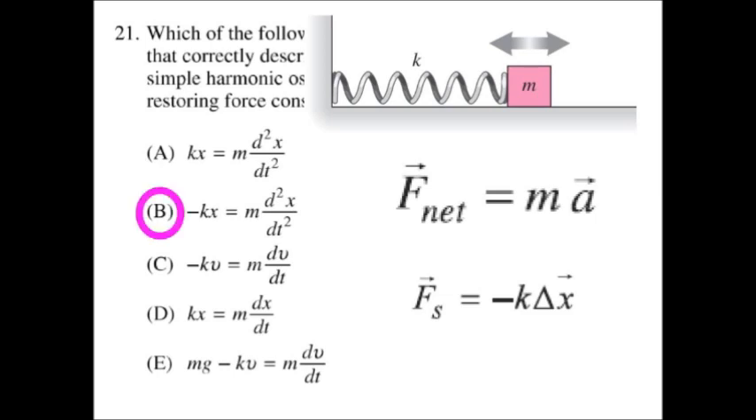This is true because acceleration, of course, is the second derivative of position, d2x dt squared. And we like this as an answer because we know that for simple harmonic motion, this is a big deal for other problems, the acceleration is always proportional to the displacement, but in the opposite direction. Acceleration, that's what B says there. Acceleration proportional to displacement, but in the opposite direction.